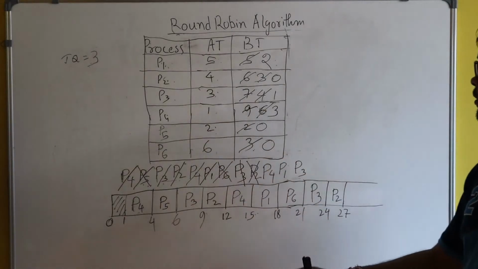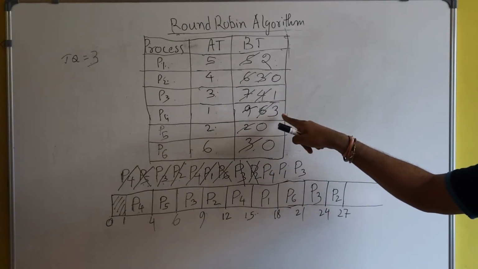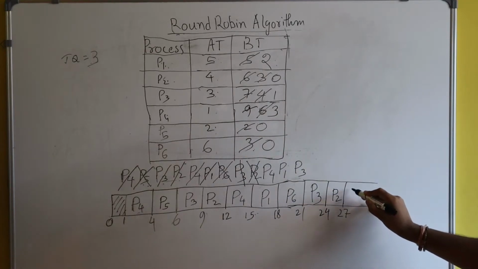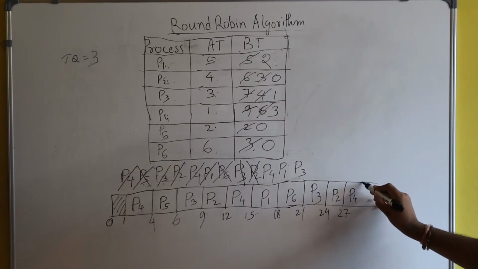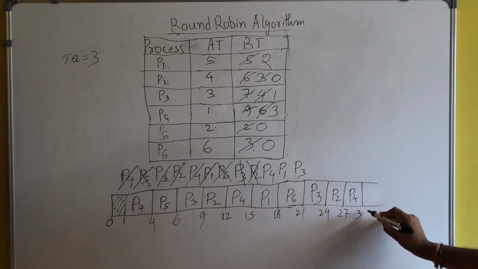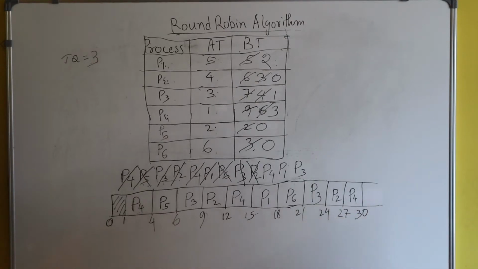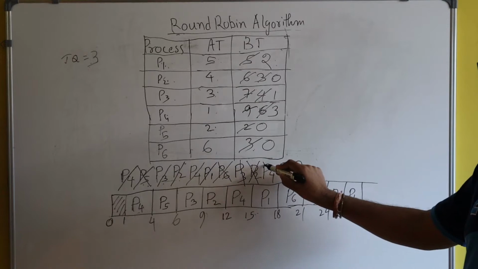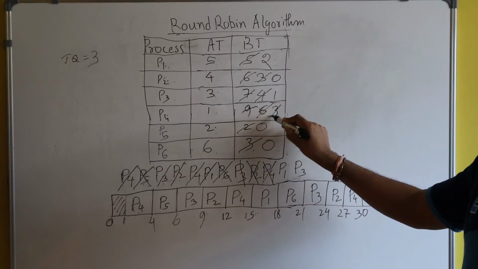Now it's P4's turn. Now P4 has only 3 seconds left. So P4 will fully execute for 3 seconds because time quantum is 3. Here 27 plus 3, 30. Now P4 is fully completed. Here it will become 0.